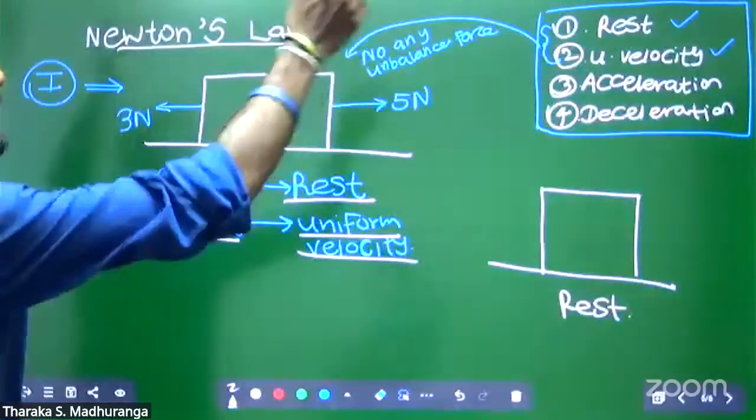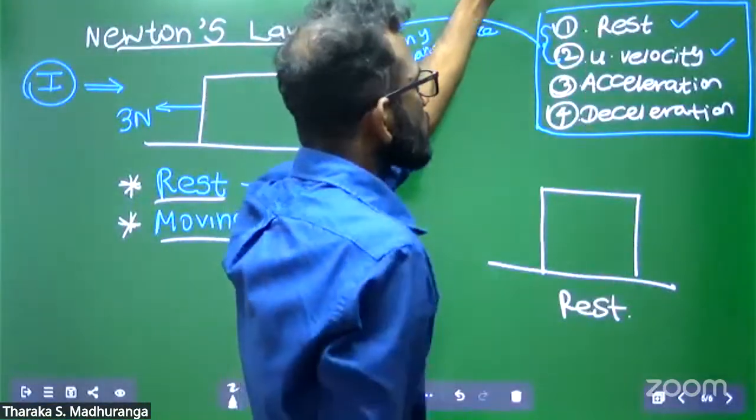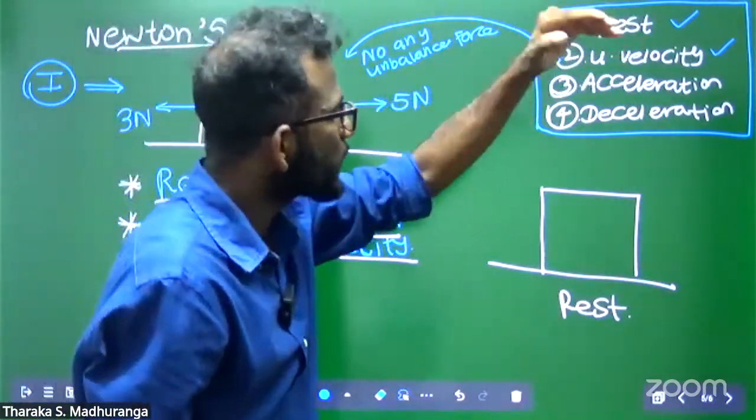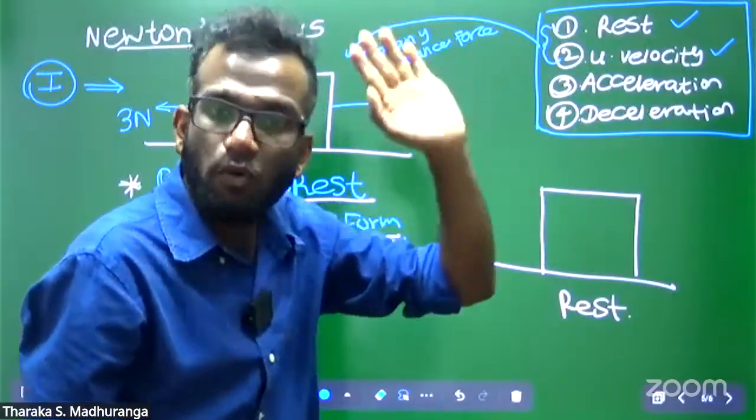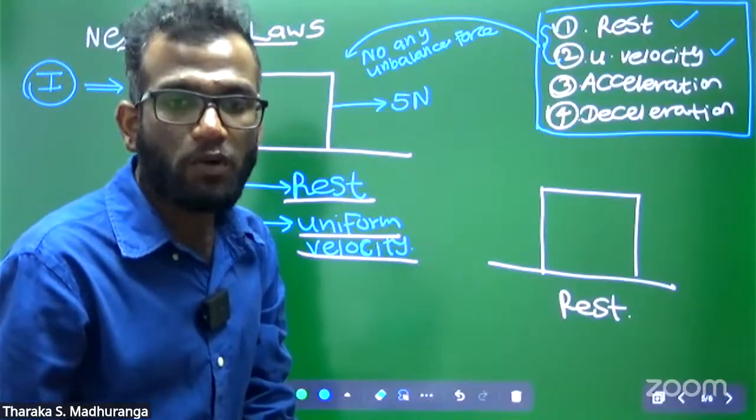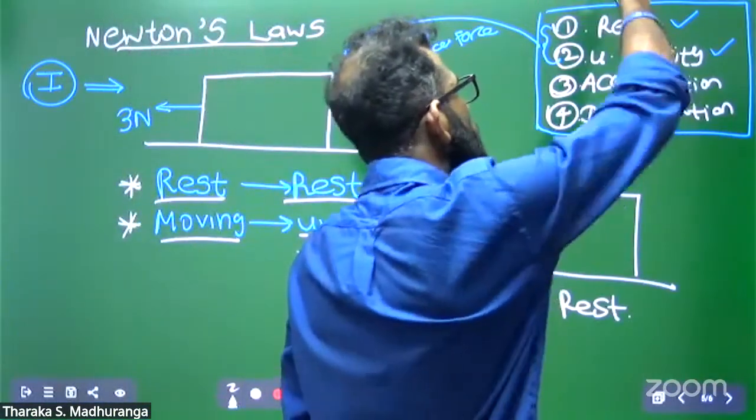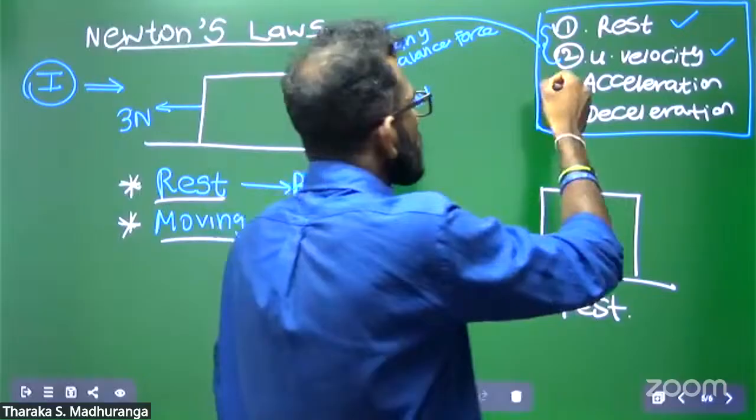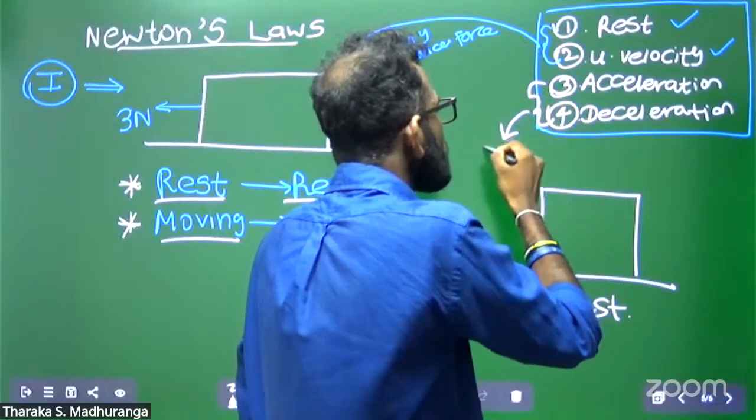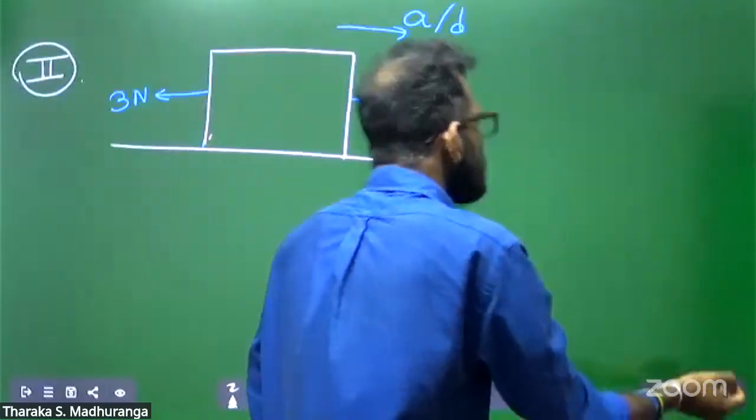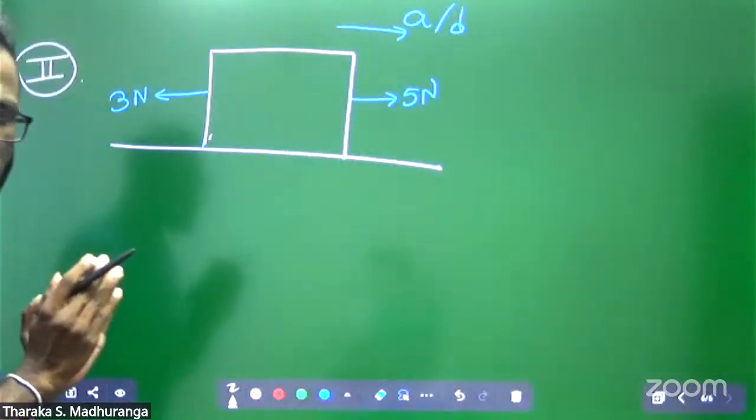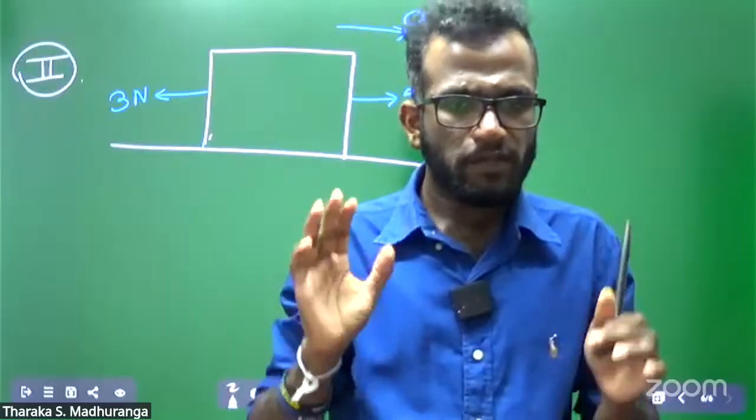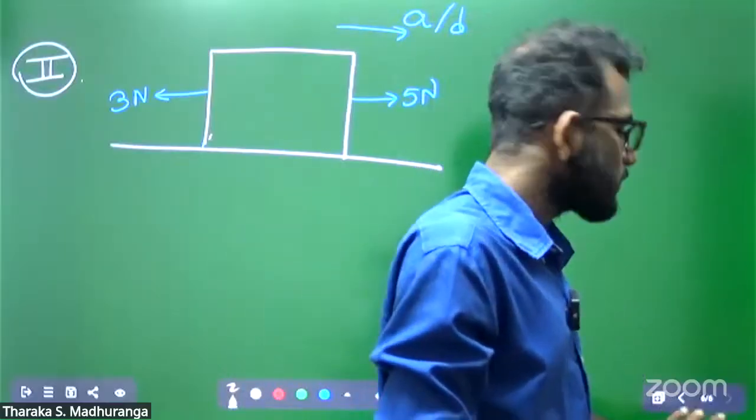Now I think you can remember: if an object is at rest or at uniform velocity, it is always balanced. If an object accelerates or decelerates, it is always unbalanced. Remember the first two points, rest and uniform velocity, are relevant to Newton's first law. Acceleration and deceleration are relevant to Newton's second law. Then tell me again, what is the first law? Summary, very simply.